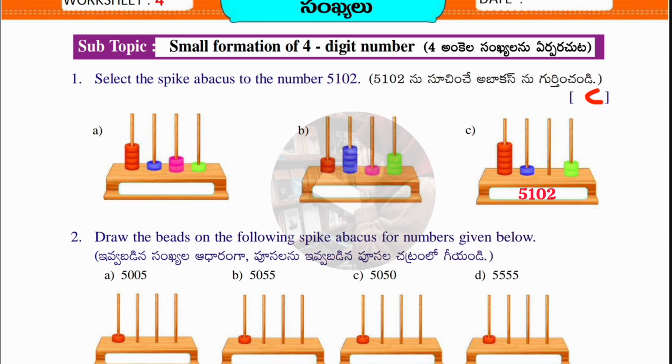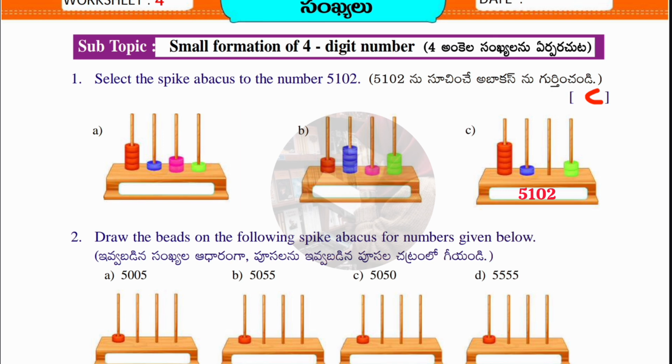5102. If you look carefully among the three pictures, C is the correct answer. The first stick represents ones, the next stick represents tens, then the next represents hundreds, and the fourth represents thousands. So here we have 4 beads in the thousands place, 1 bead in the hundreds place, no beads in the tens place, and two beads in the ones place. So the correct answer is C, which is 5102.